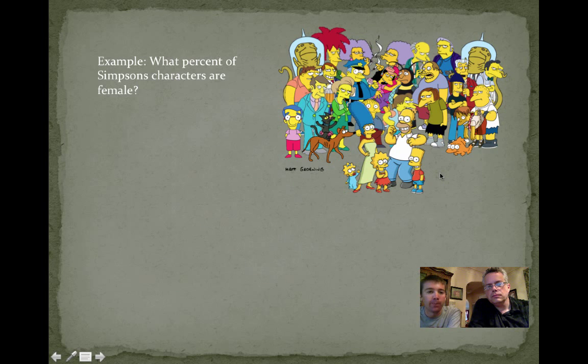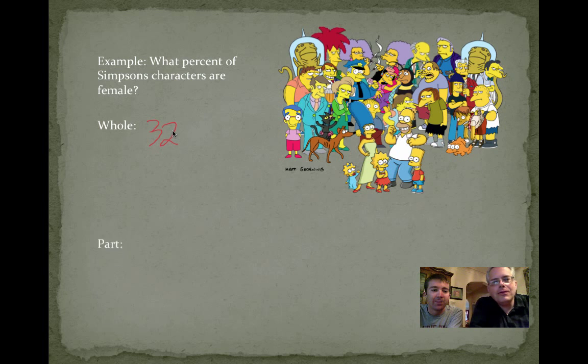However, just now, we can see that we don't have any idea how many people are in there, so we have to figure out our whole number first. It's always important to figure out what total you're going to be out of. So if you were to count up all of the Simpsons characters in this particular picture, we would see that our whole would be 32 Simpsons characters. Wow, I'm still counting. You're fast. How about the part?